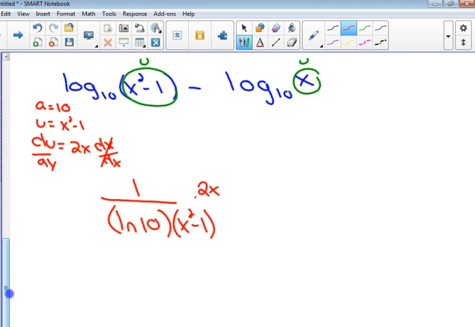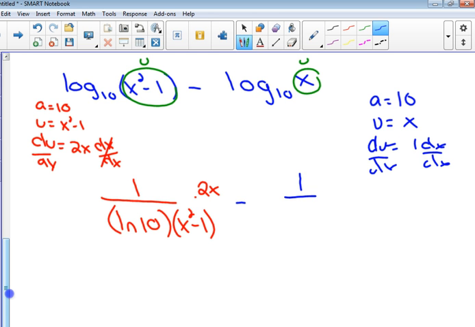Okay, and then same thing with the other one. So then minus. A would be 10, the u is going to be x. What would du be? Just 1, yeah. So this is kind of nice, we're not really doing too much with this one. So we're going to minus 1 over ln of 10, and then we would have times x.